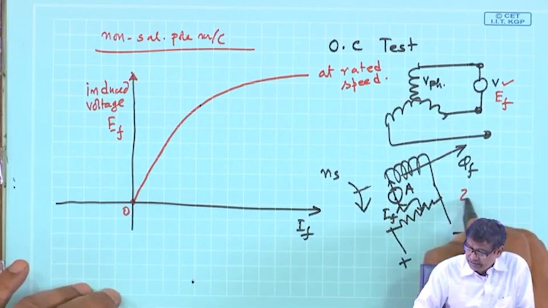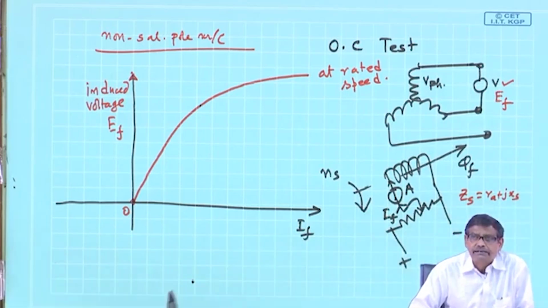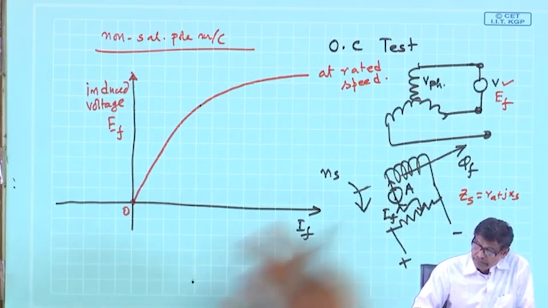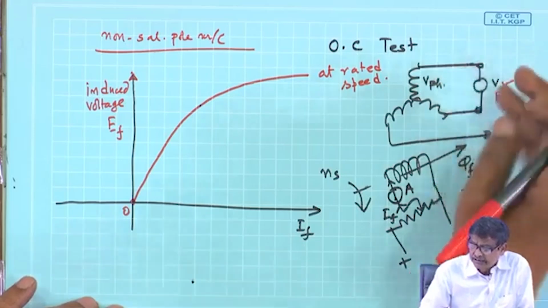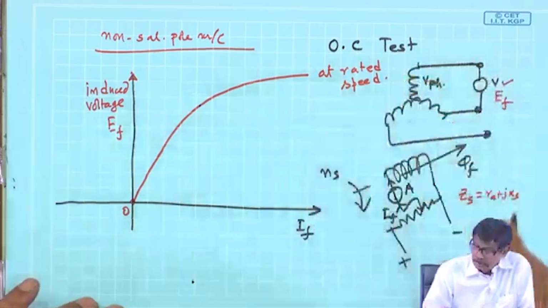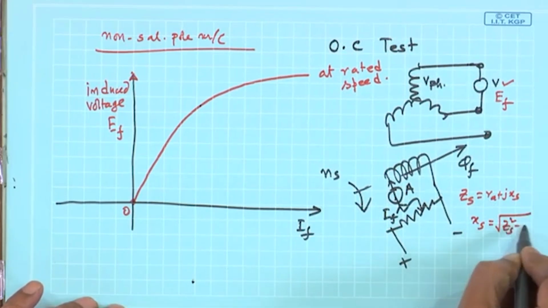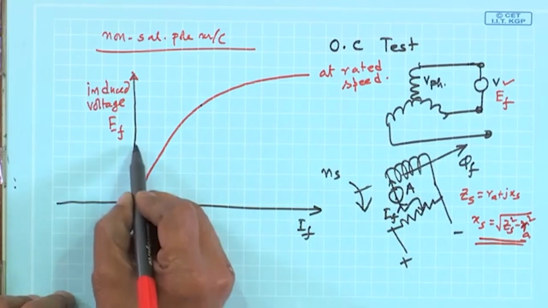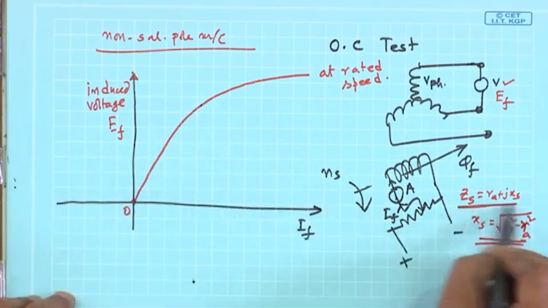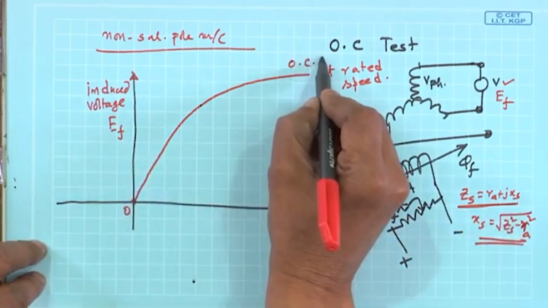In fact, in my discussion, I have always used the unsaturated value of synchronous impedance. Of course, ZS has two parts, RA plus jXS. RA can be separated, can it not? How? Measure the armature resistance by applying some small DC voltage at rated current; V divided by that current will give you the armature resistance. Then XS will follow; I will not dwell upon this much, but you know this. And how do you get this ZS? It is called the open circuit characteristics.